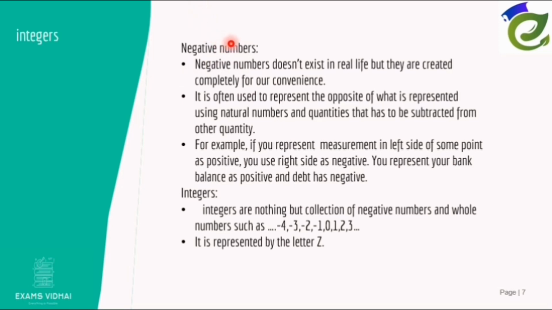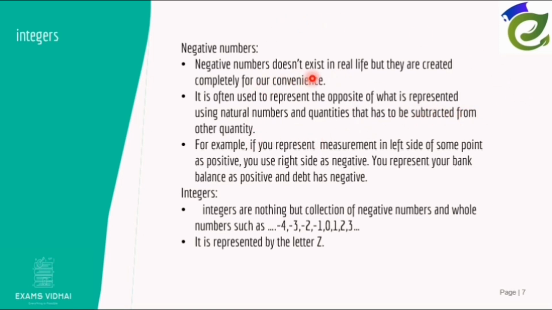You might have come across the term negative numbers. Negative numbers don't exist in real life, but they were created for our convenience. You cannot go and see minus 10 apples or minus 10 liters of milk. They are just created for our convenience to represent the opposite of what is represented using natural numbers, and quantities that have to be subtracted from another quantity.